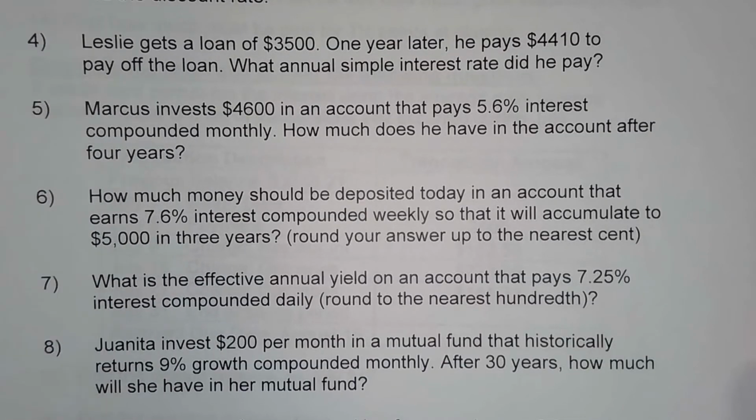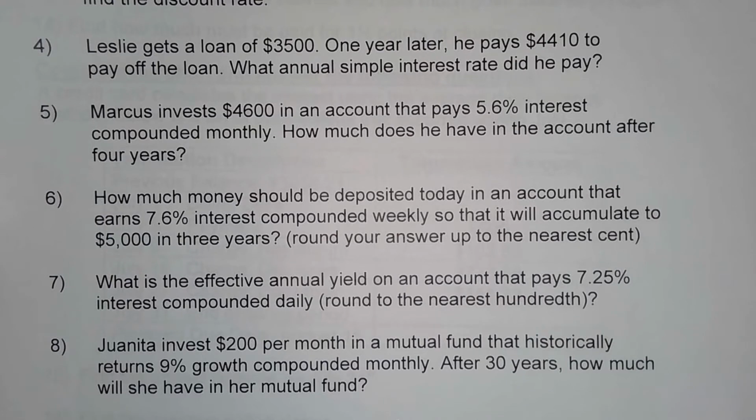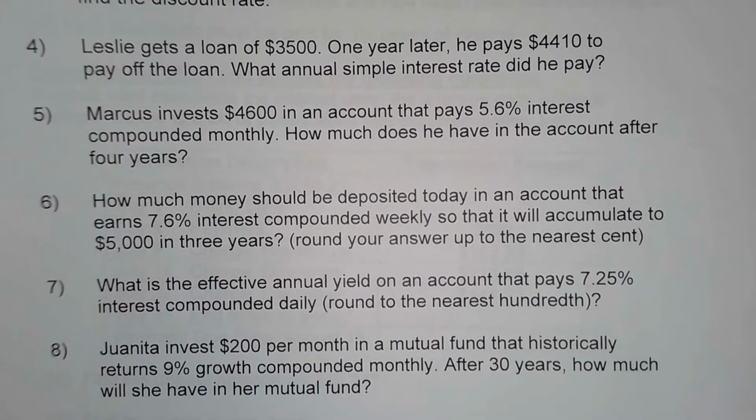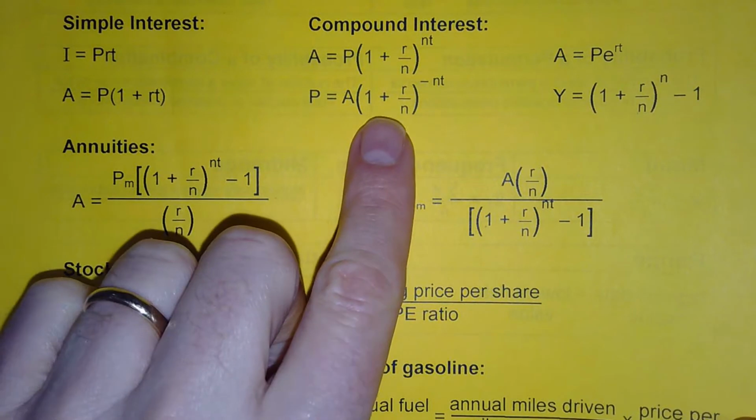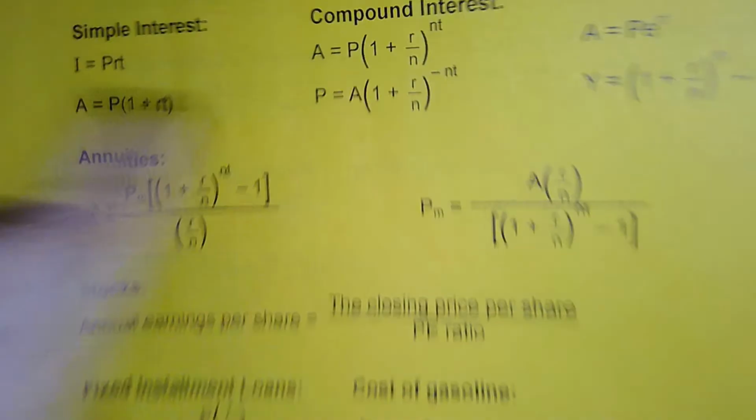So, it's a compound interest problem. It's compounded weekly, but now we're trying to figure out how much I need to put in today, what I have to presently put in. So that tells us on our formula sheet, we're going to be looking at the second compound interest formula. So let's go ahead and write it down.